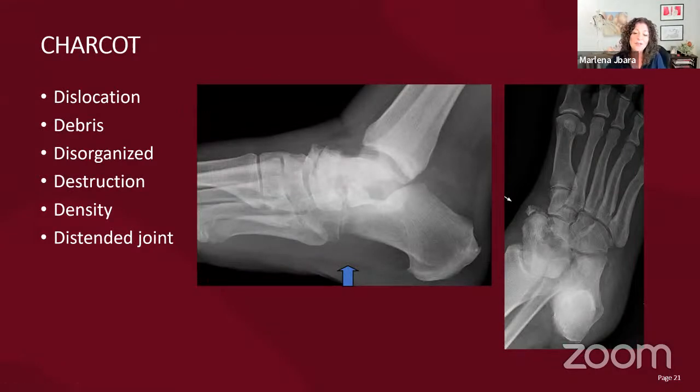For Charcot, here's an example, and we can see many more on Berlin case viewer. By the way, I'll be looking at those as well. For dislocation, here we have a talonavicular dislocation. You can see the talus is fragmented, the navicular is in pieces, medially subluxing off of the navicular in this person who the day before seemed fine, and then today this happened.